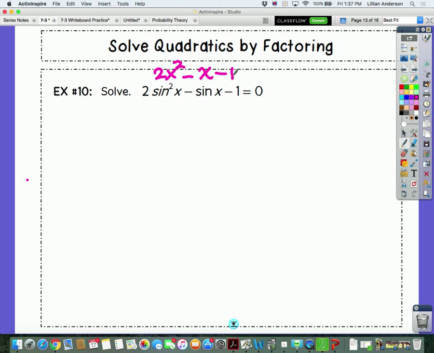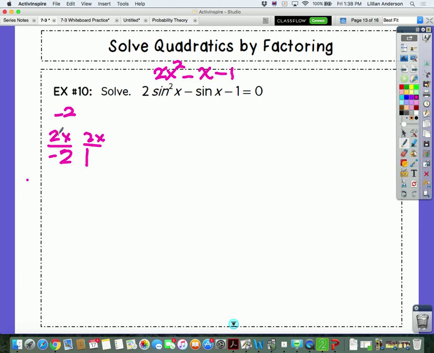To factor this problem, I have to use what? California method. When you multiply 2 and negative 1, you get negative 2. So you ask yourself, what two numbers multiply to give you a negative 2 and add together to give you a negative 1? Negative 2 and 1. Remember we put a 2x on top, and we reduce.